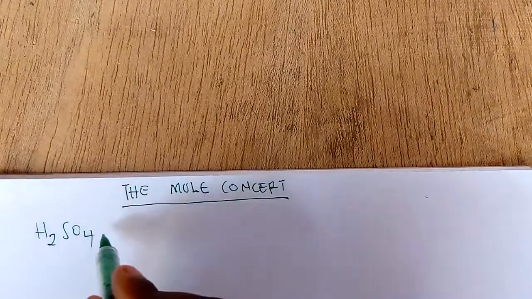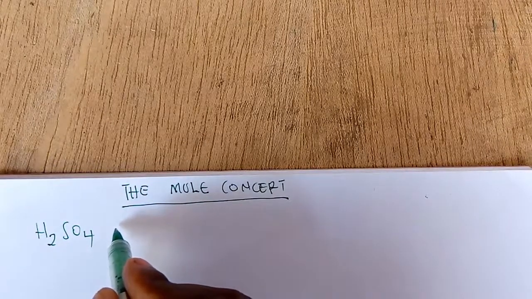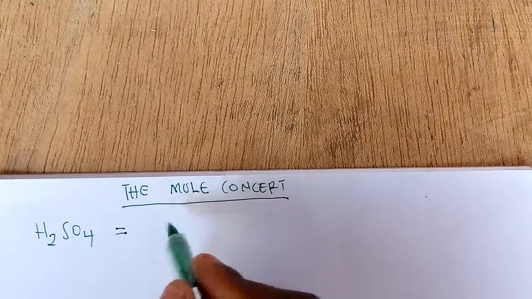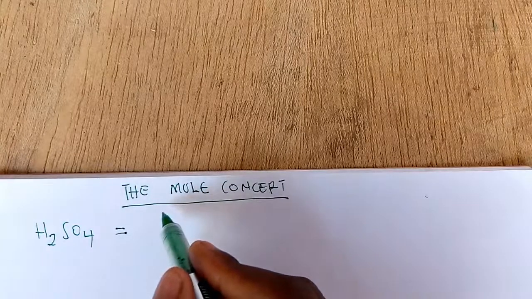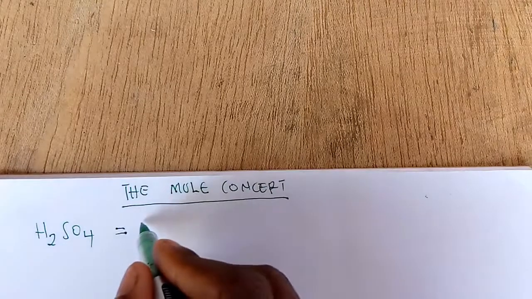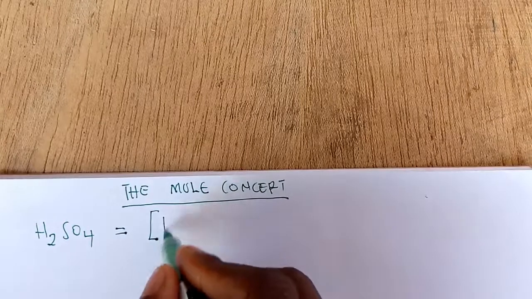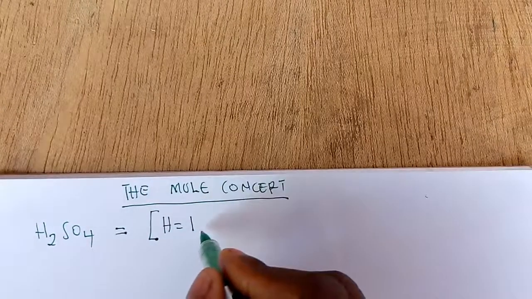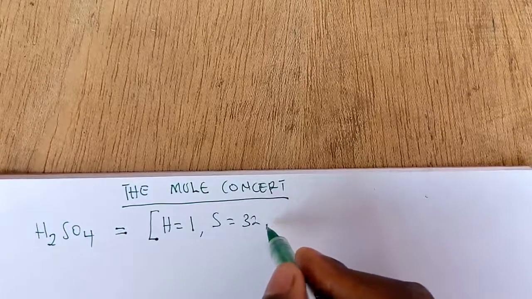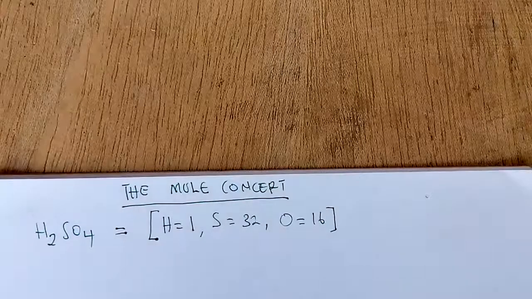So let's try this one: hydrogen sulfate, or tetraoxosulfate(VI) acid. With this, they'll provide the relative atomic masses of the various atoms. So let's say the relative atomic masses are here. Let me just write them. Hydrogen H is equal to 1. Sulfur S is equal to 32. And oxygen O is equal to 16, like this.